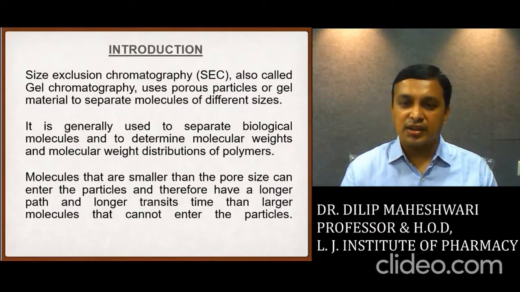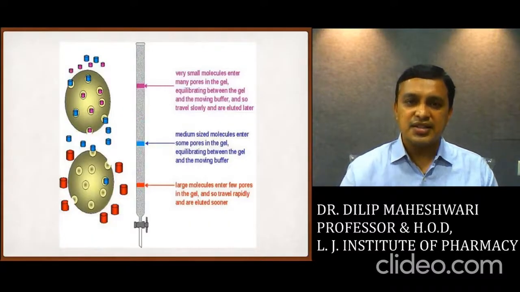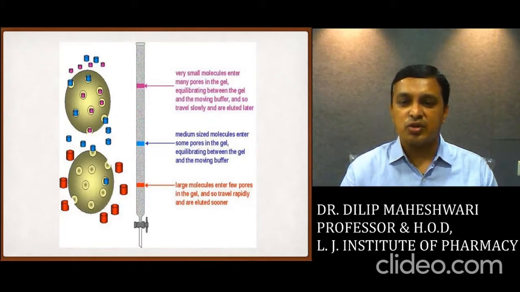Molecules that are smaller than the pore size can enter the particles and therefore have a longer path and longer transit time than larger molecules that cannot enter the particles. So the larger particles separate out first. The smaller particles can pass through the pores of the gel material or stationary phase, and are eluted later. See at the bottom, the large molecules enter few pores in the gel, so they travel rapidly and are eluted sooner.